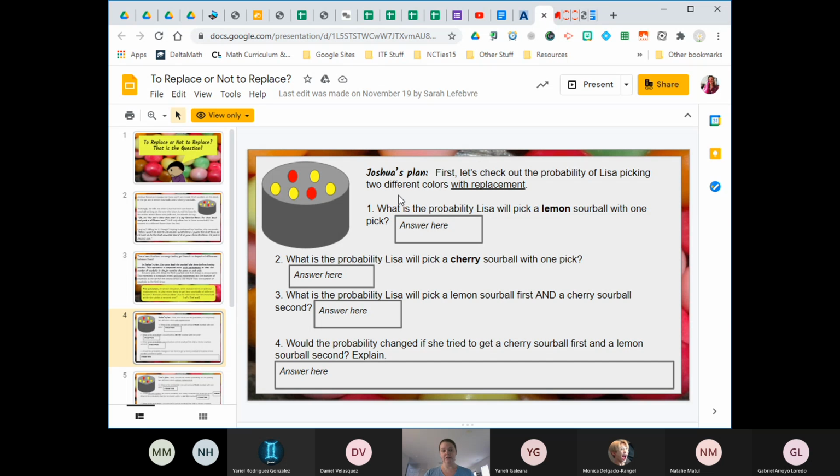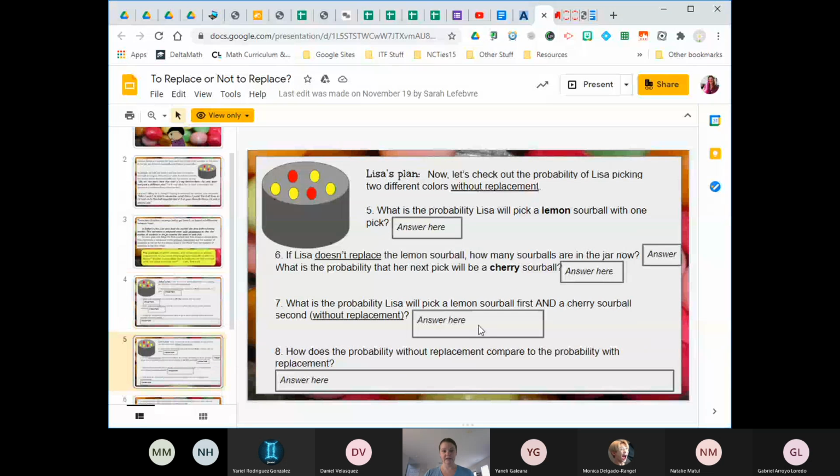Okay. So we're going to start with Joshua's plan. What is the probability she will pick out a lemon sour ball? So red are cherry, yellow are lemon. What is the probability she'll pick out a cherry? Probability of lemon first and cherry second. So this one is with replacement. So she's going to pick one out, put it back in. So our number of outcomes is going to stay the same. And then answer question 4.